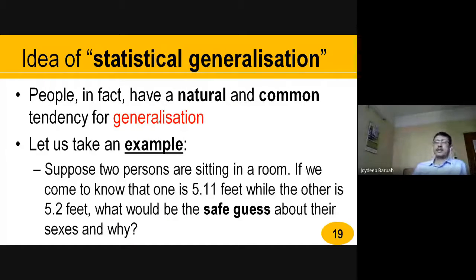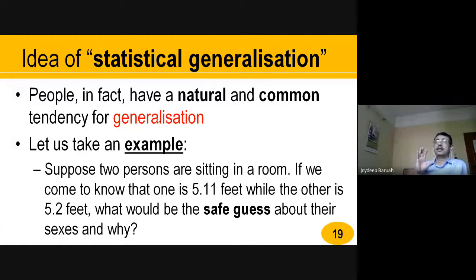then what would be the safe guess about their sexes? Which one is male and which one is female? You have not seen them. They are sitting in some room, and the only information you get is that one person's height is 5.11 and the other's is 5.2. So you want to guess their sexes. What will be the common case? The common case is that 5.11 is taller, so this person should be male, and 5.2 can be female.